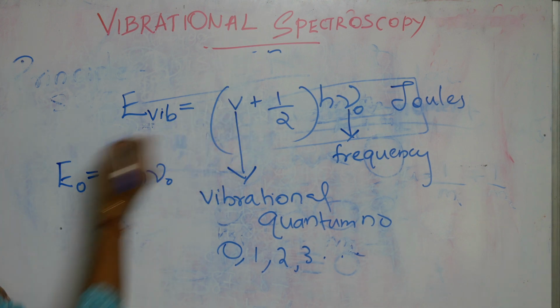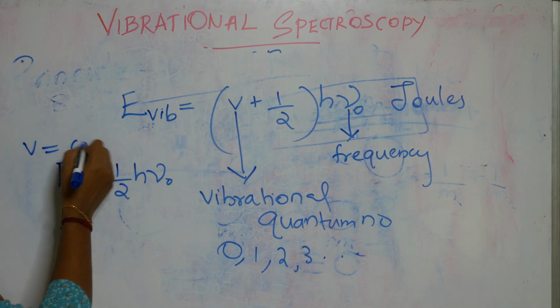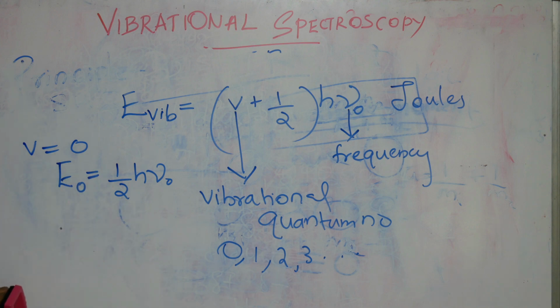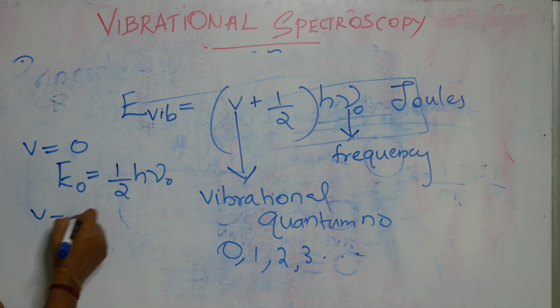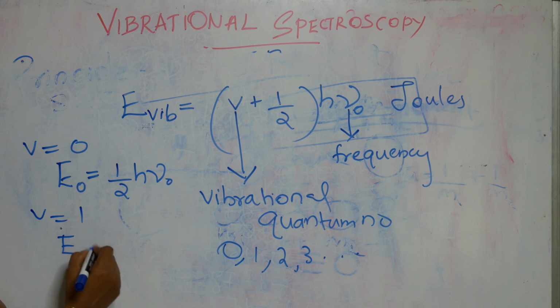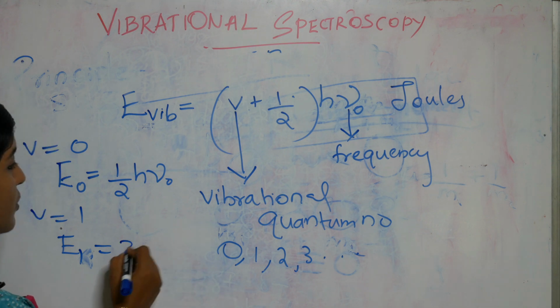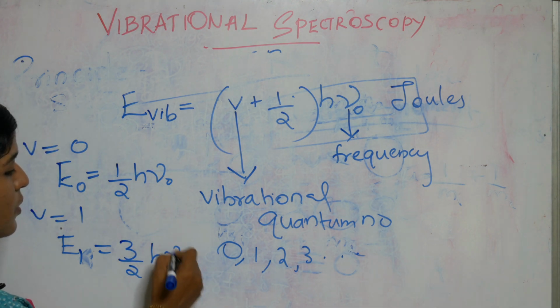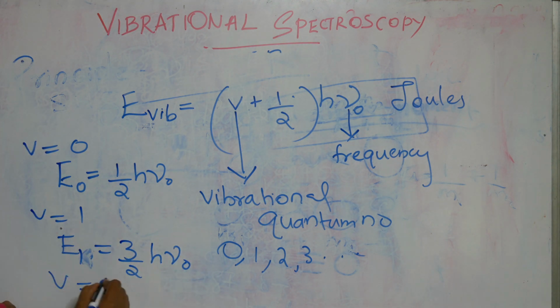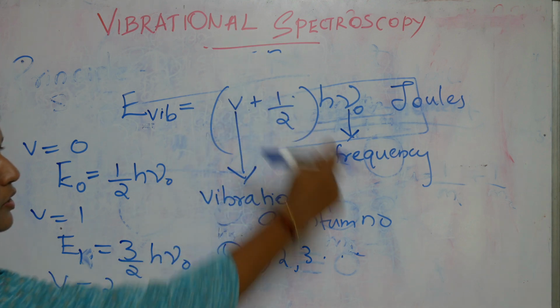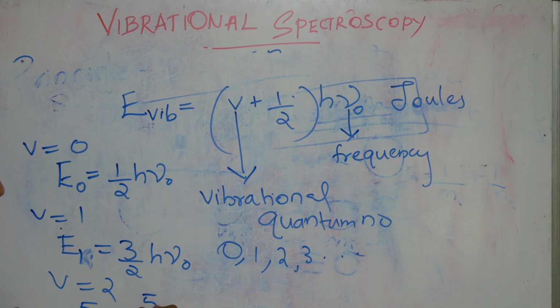Now, when V is equal to 0, E0 is equal to half h nu 0. When V is equal to 1, you will have E1 is equal to 1 plus half, which will be 3 by 2, so 3 by 2 h nu. When V is equal to 2, E2 will be equal to 2 plus 1 by 2, which is 5 by 2, so 5 by 2 h nu.